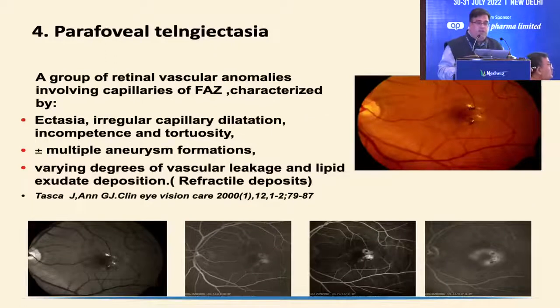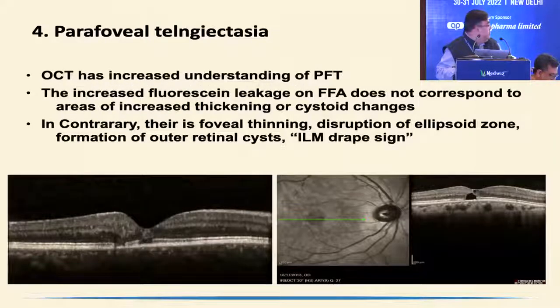A parafoveal telangiectasia, a disease which is very often missed on clinical examination. You do an OCT, you see loss of tissue at the fovea. You see an outer retinal cyst, an ILM drape sign, which is just a thin ILM on the top. You know these eyes will not have vision of 6/6 post cataract surgery. You can counsel these eyes accordingly.